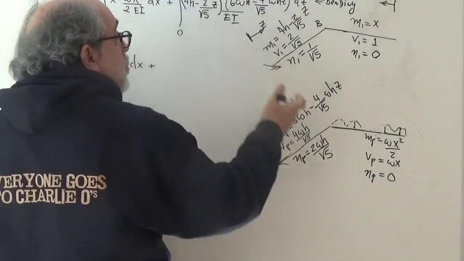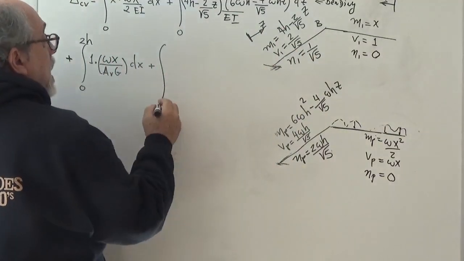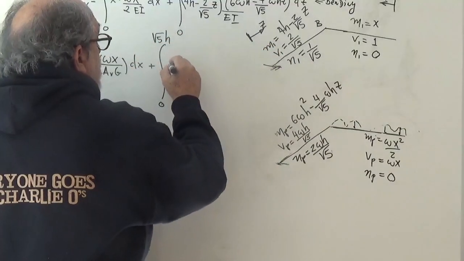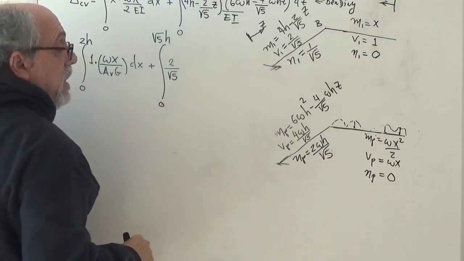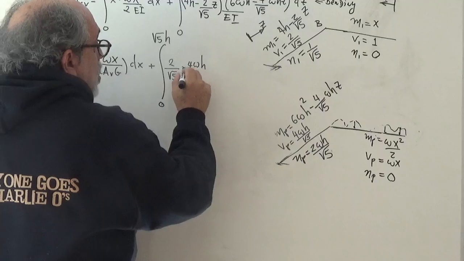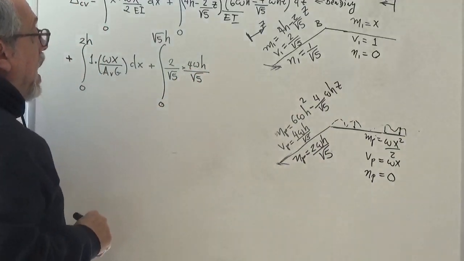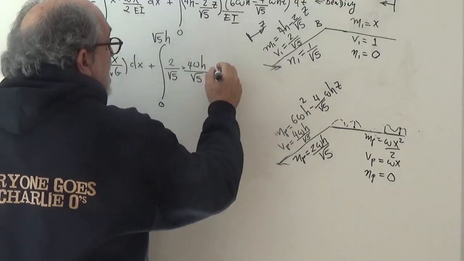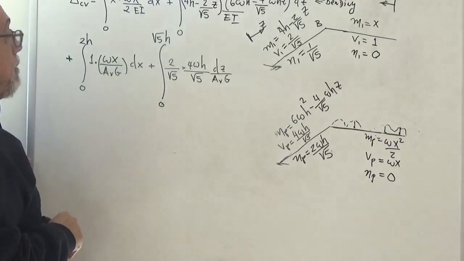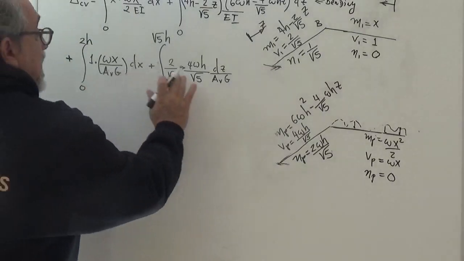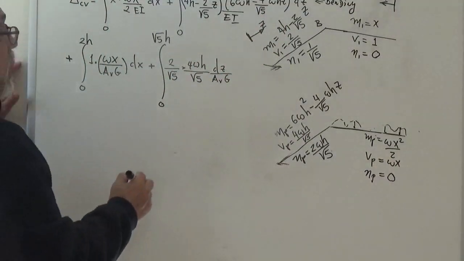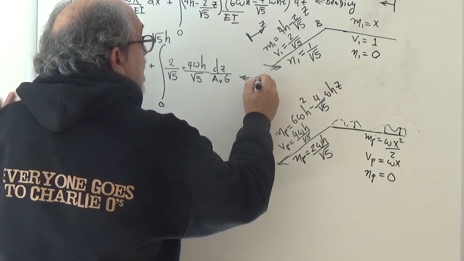Plus, the shear contribution here is the integral, again like before, from 0 to the square root of 5h of V1, which is 2 over square root of 5, times Vp, which is 4WH over square root of 5, and that is dz divided by AVG, right? Of course, AVG could be different in each bar, but in this case, I said it is the same. So that's what we get. And this is the contribution of shear.